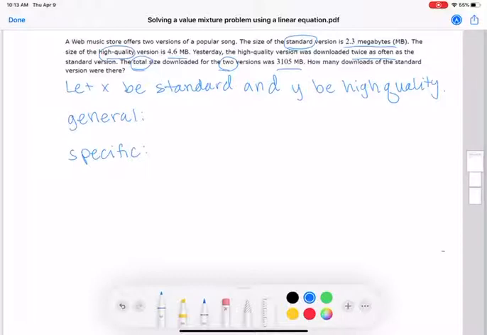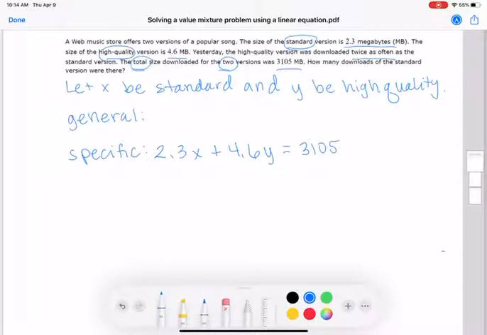So if I'm thinking about how it said that the whole total was at 3105. So our equation would be that specifically to get to that 3105, we would have 2.3 for every standard version, which we said was X, plus 4.6 for that high quality version, which we put as Y, would equal that total of 3105. So that is our specific equation.